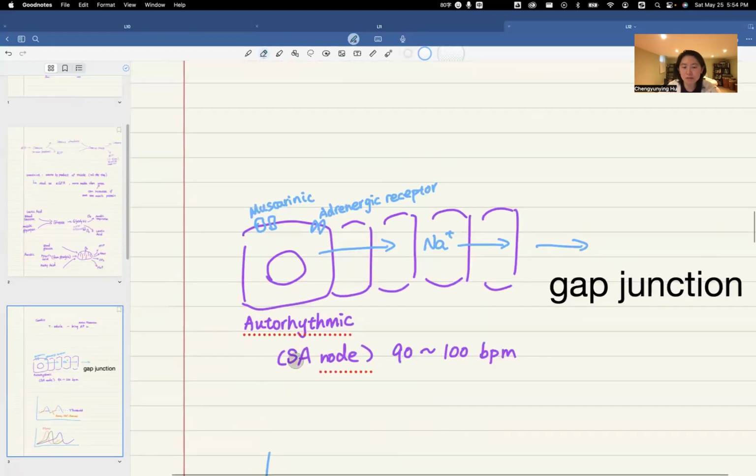And we know that at the beginning of the heart, it's the SA node. The heart muscle is always autorhythmic. It doesn't need the brain to control it. So if everything else is broken, we have the SA node and the heart muscle will beat by itself, around 90 to 100 BPM. And the AV node, if everything else is not working, will pump around 50 to 60 beats per minute.